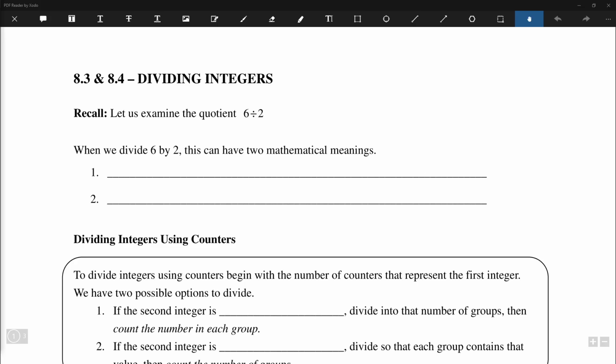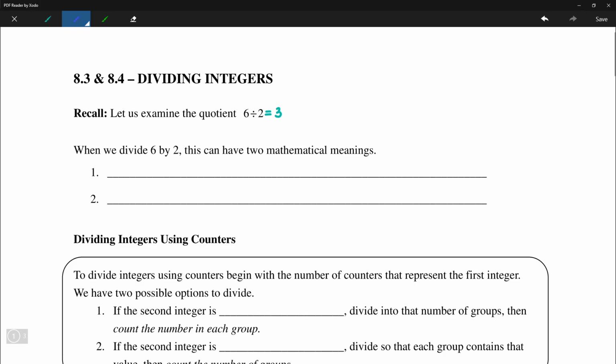Hello everyone. So today we're going to go over section 8.3 and 8.4, dividing integers. So we'll begin by looking at the division question 6 divided by 2. And as we know, 6 divided by 2 is equal to 3. And there are three components to any division question.